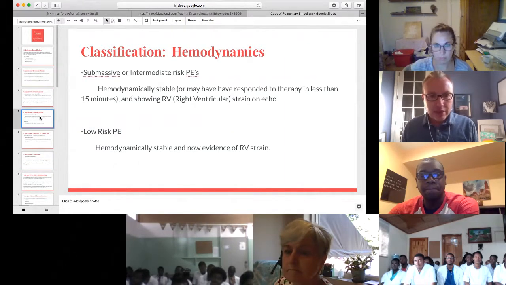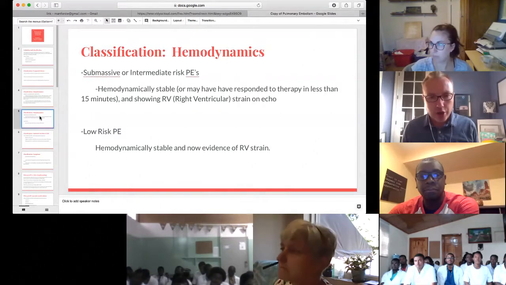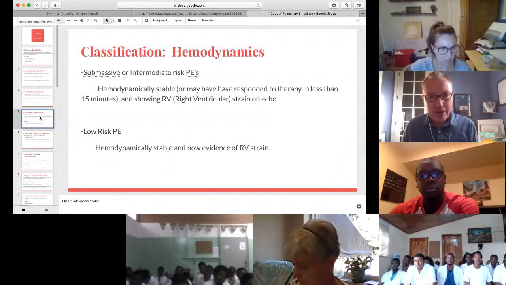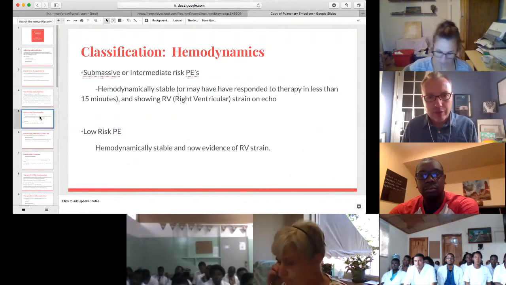So hemodynamic instability is one part of it, and then the other part of it is you would do an echocardiogram, and you would evaluate the right ventricle. And if the right ventricle shows strain, in other words, evidence of volume overload and stretching of the right ventricle on the echocardiogram, we would call that right ventricular strain. So hemodynamically stable with right ventricular strain.